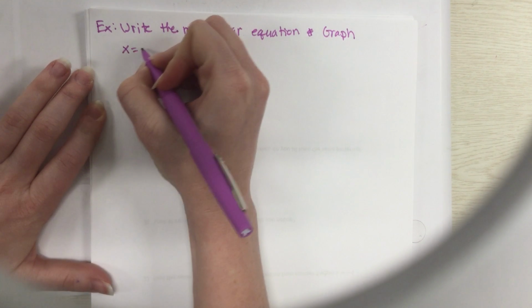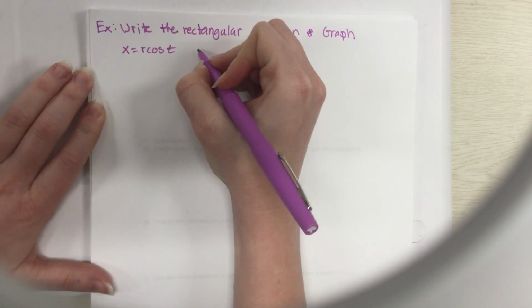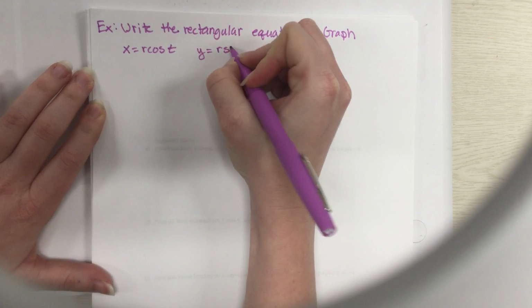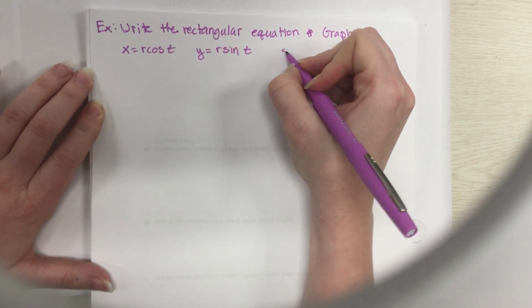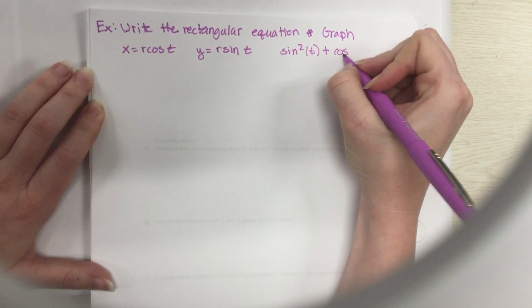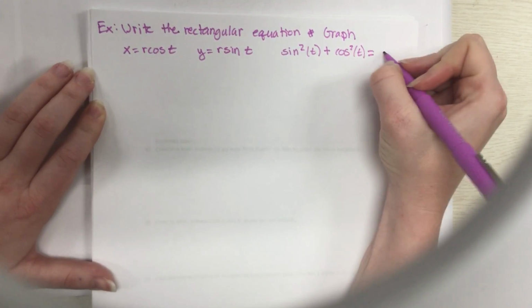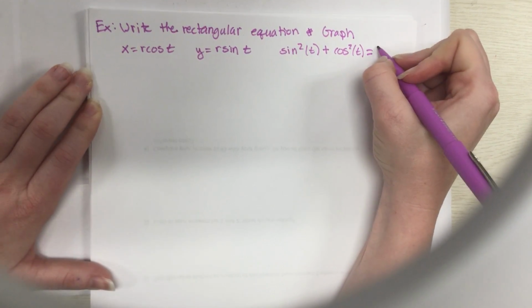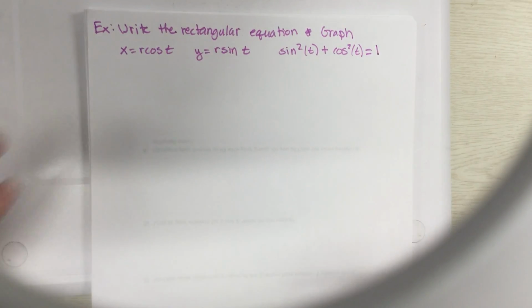There's one thing I forgot to put in the review section. One other key fact you do need to remember is, we have x is equal to r cosine of t, y is equal to r sine of t, and we know that sine squared of t plus cosine squared of t is equal to 1. Sine squared plus cosine squared equals 1. So those are the three equations we're going to use.